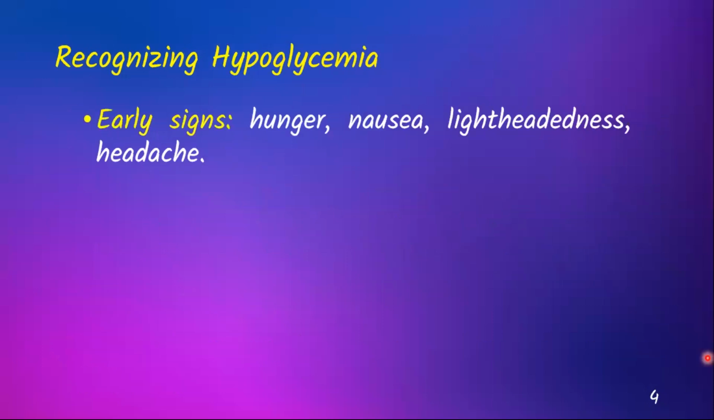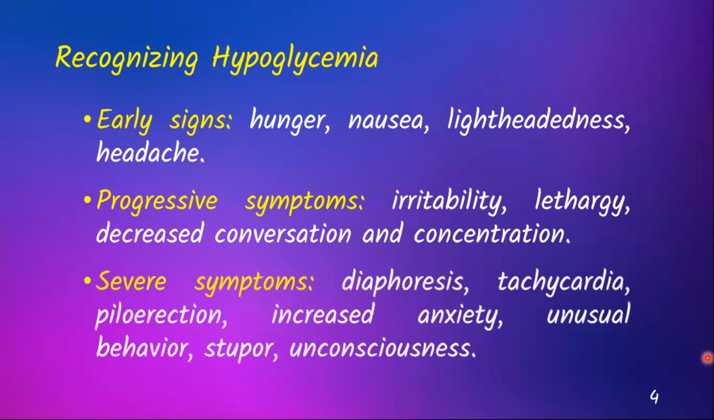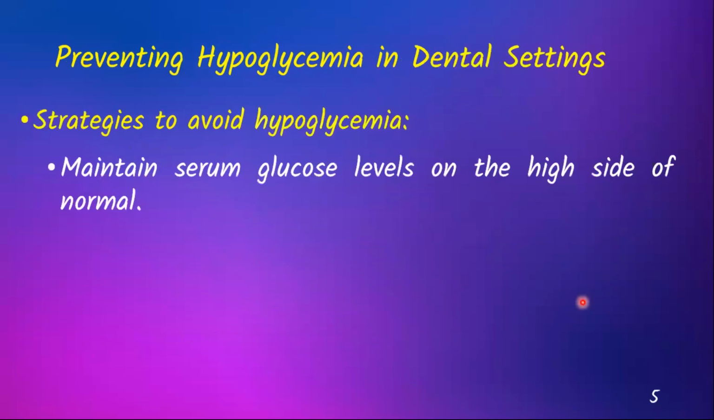Patients often recognize early signs of hypoglycemia, which include hunger, nausea, lightheadedness, and headache. As hypoglycemia progresses, the patient may become irritable, lethargic, and less able to concentrate or converse. Severe hypoglycemia can cause excessive sweating, tachycardia, piloerection, increased anxiety, unusual behavior, senselessness, and unconsciousness.